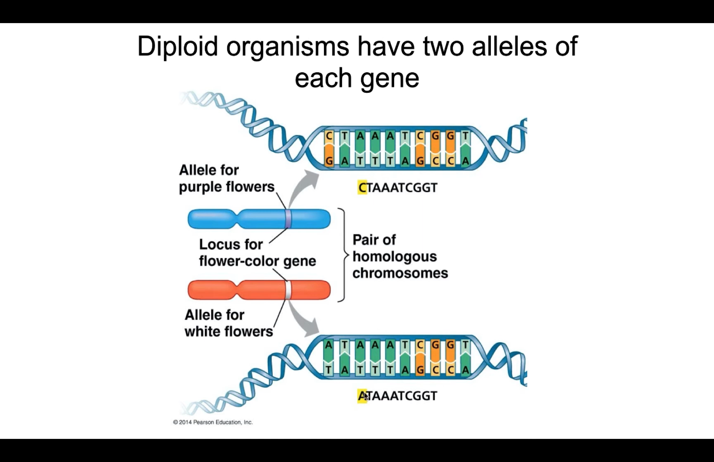Now those differences between alleles might be quite dramatic, or the differences like we see here between two alleles, the differences in sequence could be quite small. Here, for example, the difference between the two alleles, between the white flower allele and the purple flower allele, is one single base difference. And that difference can be enough to completely change the trait.